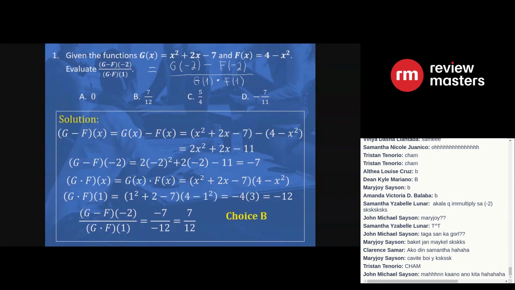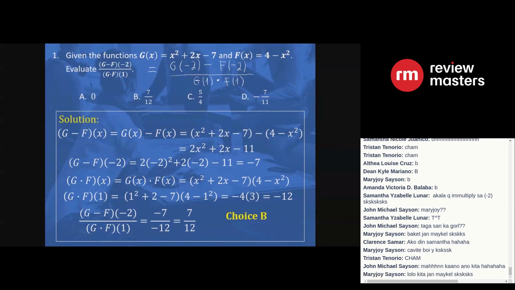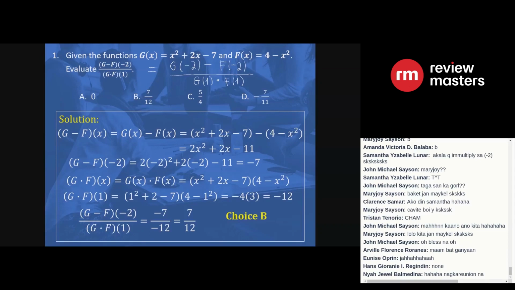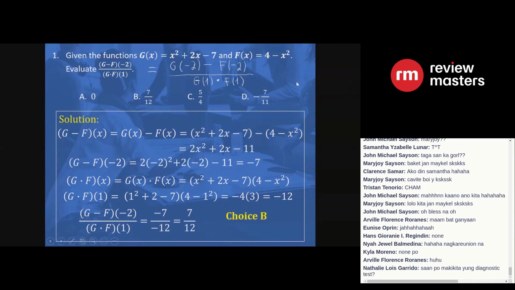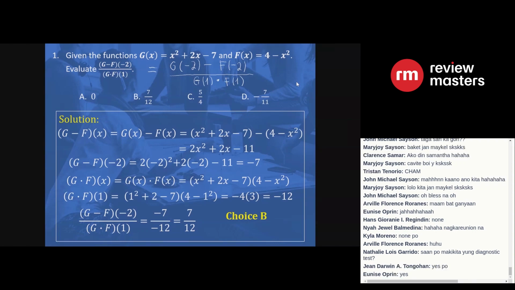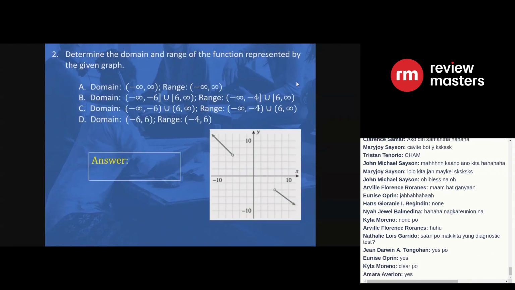Okay, so letter B. Marami sa inyo nakakuha. Okay, do you have any questions regarding this one? So again, the topics na involved dito ay operations on functions and evaluation for a specific value of x. Is this clear? So I think this is a simple concept. Okay, sige. So madali pa lang to. So evaluation pa lang at operations on functions. So I think we can proceed now to question number 2.